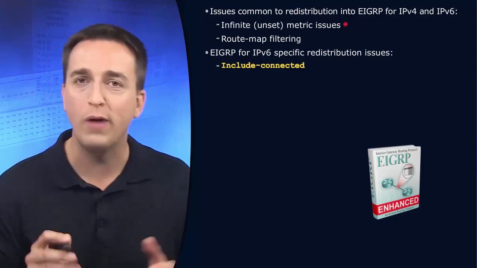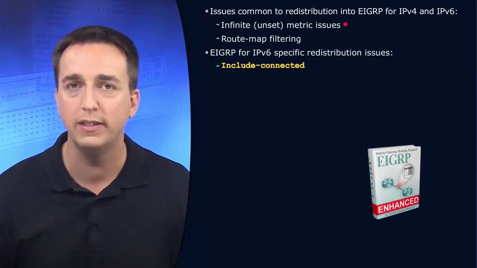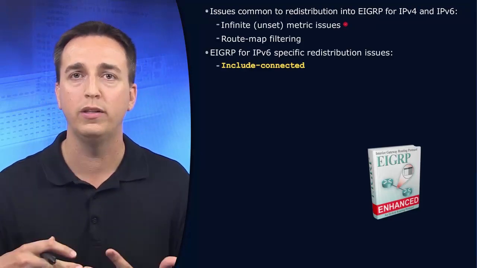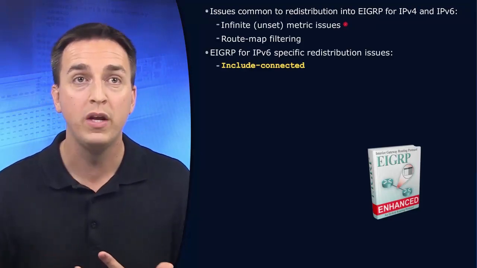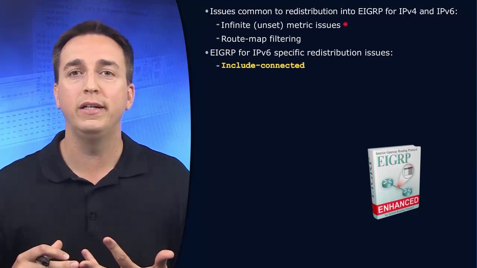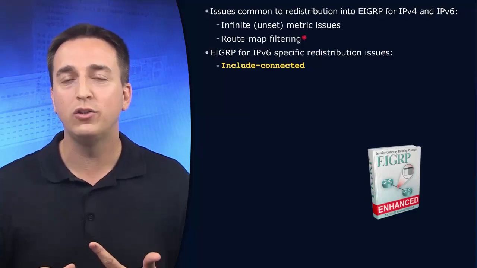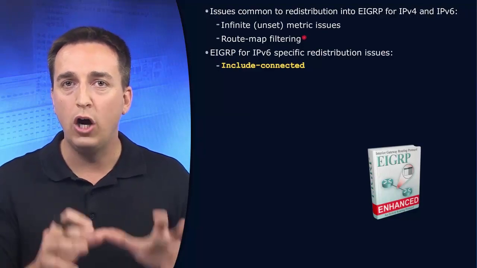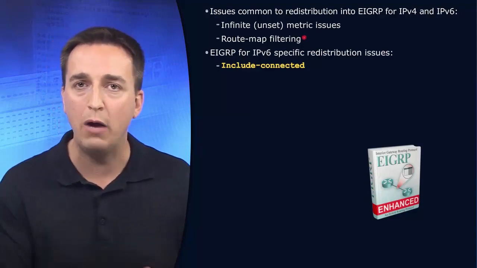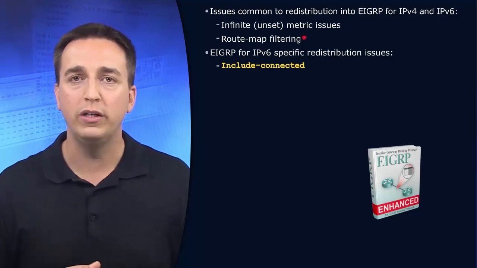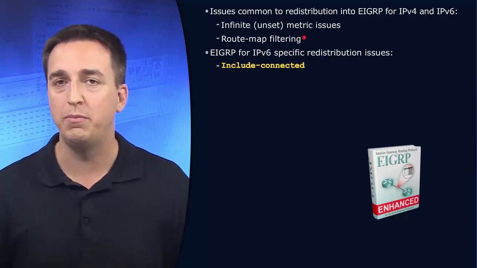When you are using route maps, you'll be dealing with your prefix lists, your ACLs, you'll be dealing with the sequencing of those route maps, you'll be dealing with the implicit deny any at the end of the route map, and so on and so forth. So keep all of those issues in mind when you're dealing with the route maps that are applied to the redistribution process for EIGRP for IPv6.